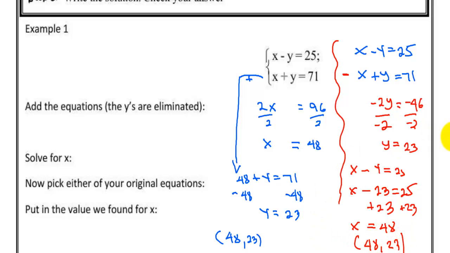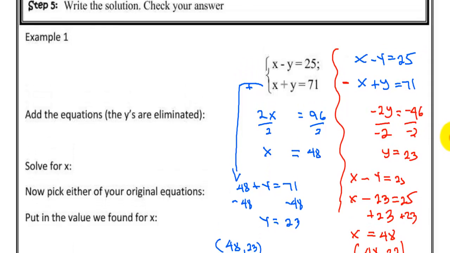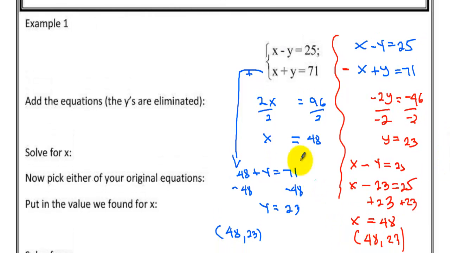Okay, so don't forget to verify your answer. So to verify our answer, let's just plug in. x is 48 minus y. Is this equal to 25? Yes, indeed. Let's verify the second equation. x is 48 plus 23. Is this equal to 71? So we have 71 also. So now we verified our solution, and we can say then that our answer is indeed correct.